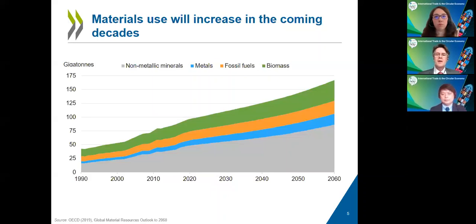Well, it's quite clear that with economic growth, and despite changes in the way we structure our economies, we will see an increase in materials use for all types of materials. We see an increase in biomass use, in fossil fuel use, in metals use, and in the use of non-metallic minerals. And this is mostly related to the fact that the scale of our economic activities grows more rapidly than the efficiency improvements that we can make to decouple materials use from the inputs.